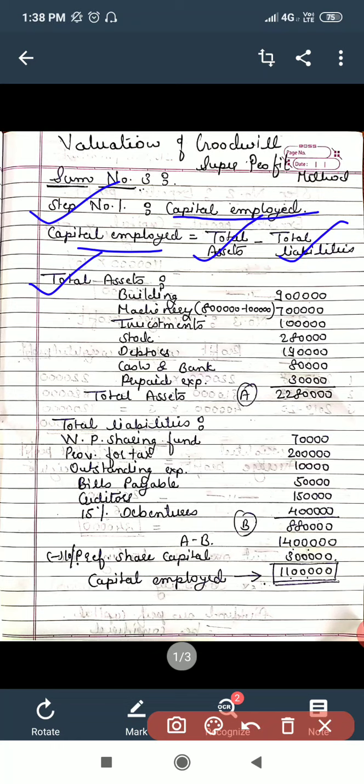Now, the question is already with you. Instruction number 1 talks about the market value of the building, which is rupees 9 lakhs. Whenever the market value of any asset is given, you have to consider the market value only for the calculation of capital employed. So that is why I have written 9 lakhs for the building, that is the market value.